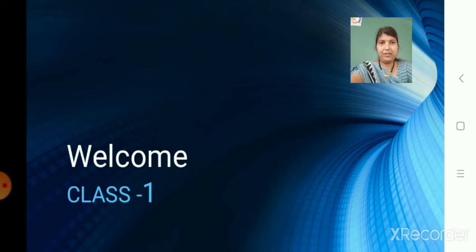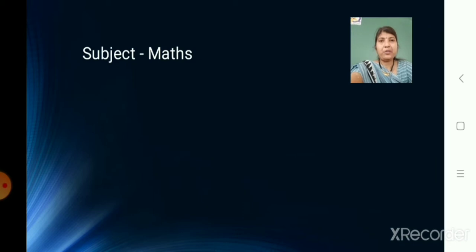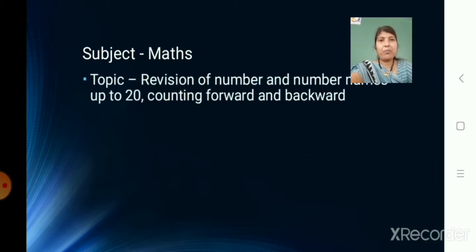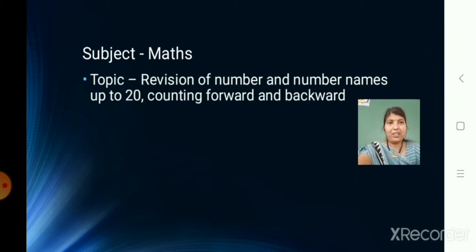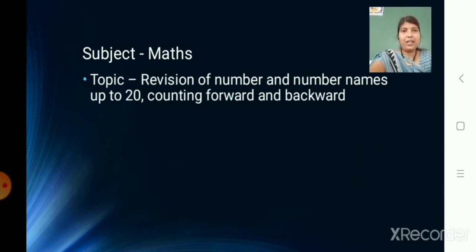Class 1. As you know, we are learning our subject maths, and in today's video we are going to see the topic revision of numbers and number names up to 20 and counting forward and backward. In previous videos also we learned about the numbers up to 9, numbers up to 20 and counting forward and backward up to 9 and up to 20. So we are going to have a revision of this topic again. Ready? Okay.